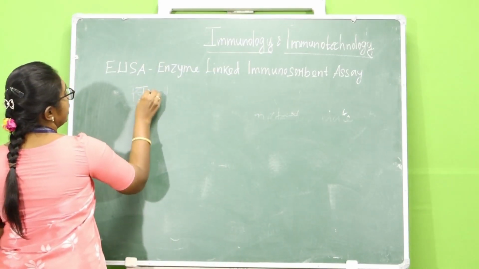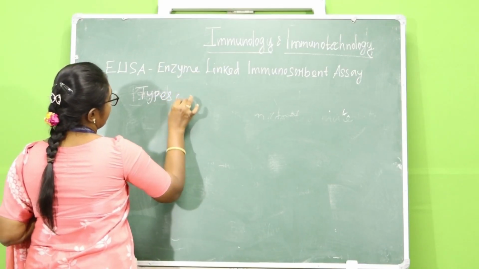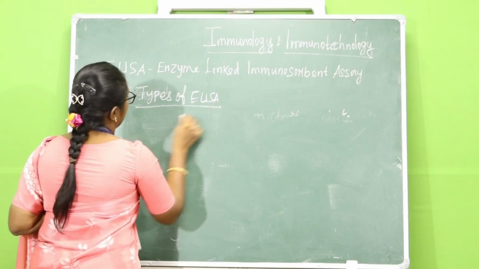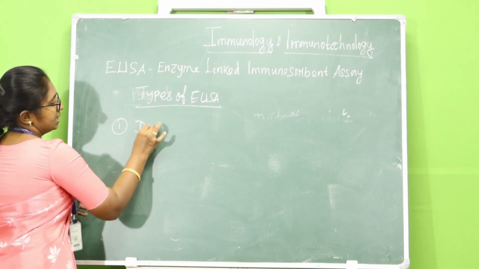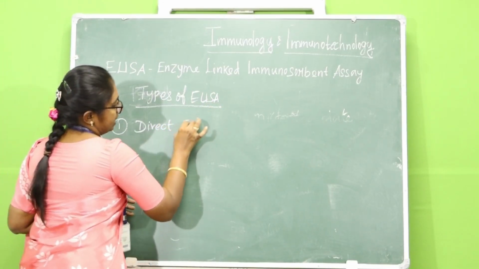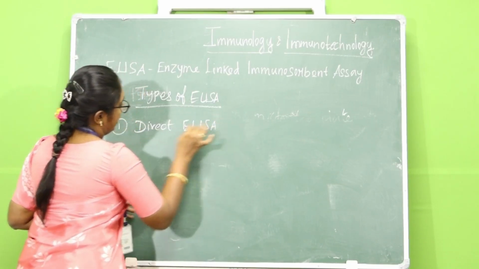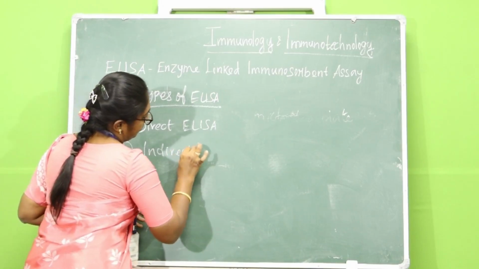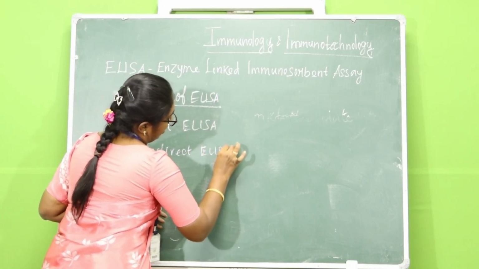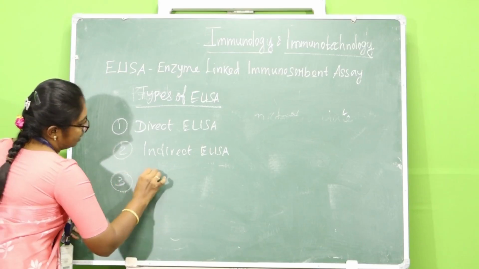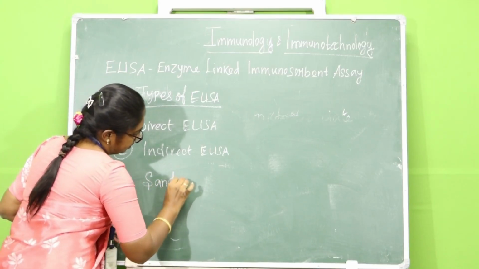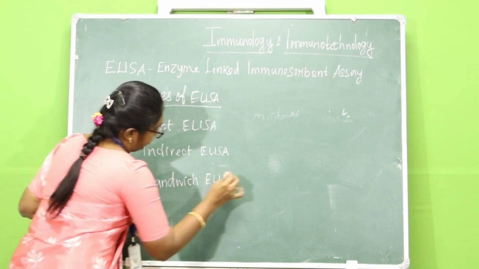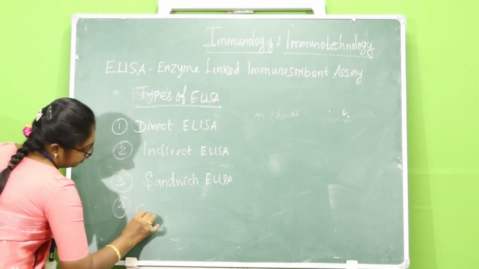There are basically 4 types of ELISA which we perform. What are the types of ELISA? 1. Direct ELISA, 2. indirect ELISA, 3. sandwich ELISA and 4. competitive ELISA.